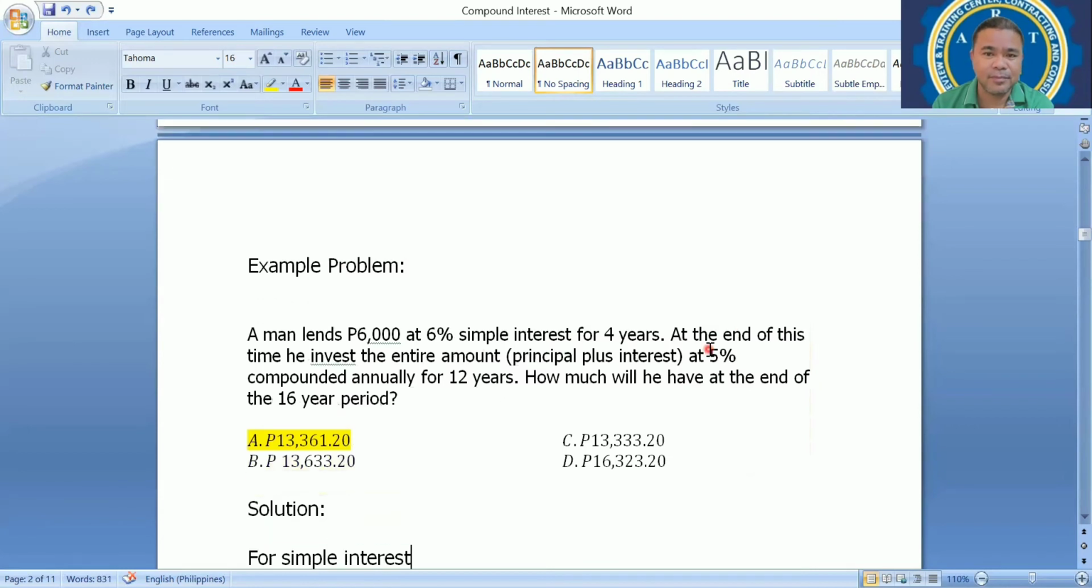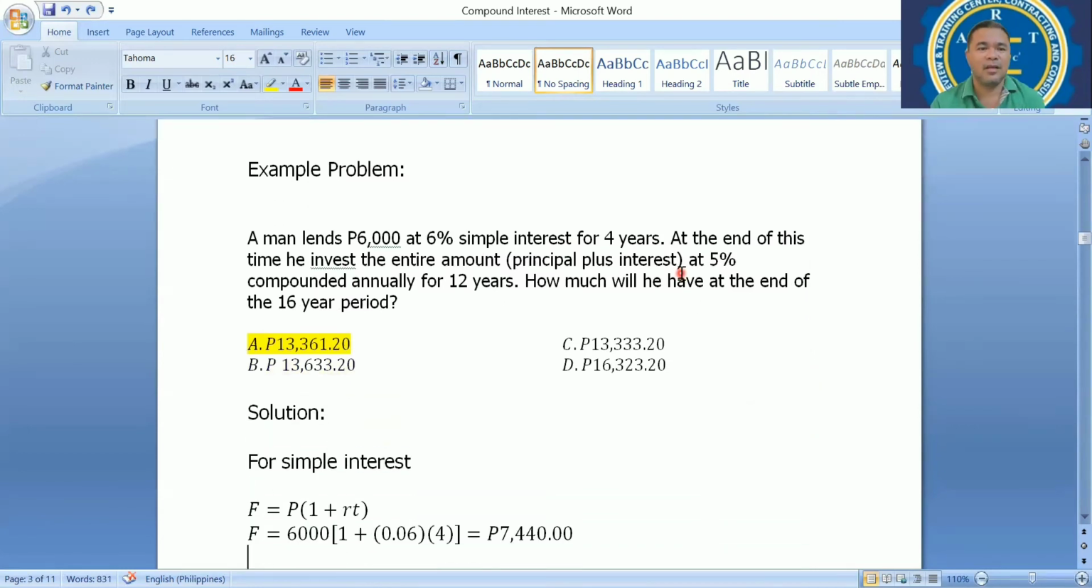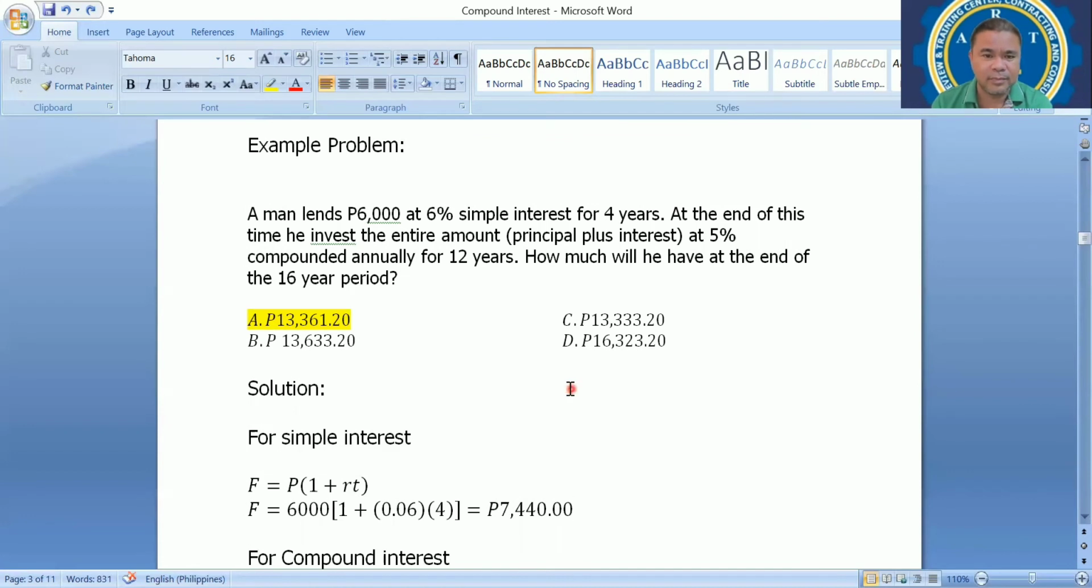Example problem. A man lends 6,000 at 6% simple interest for 4 years. At the end of this time, he invests the entire amount at 5% compounded annually for 12 years. How much will he have at the end of the 16-year period? To answer, we first consider the 4 years of simple interest.